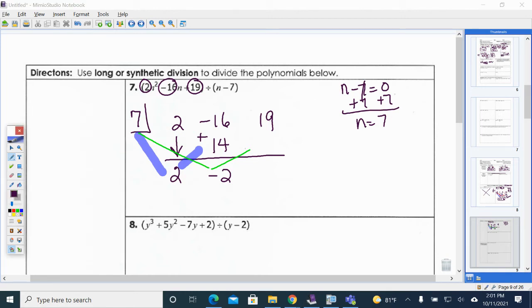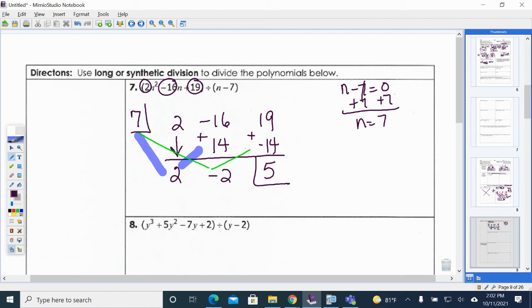7 times negative 2 is negative 14. And add, 19 plus a negative 14 is going to be a positive 5. Oops, I forgot my box. And that, of course, is our remainder there.